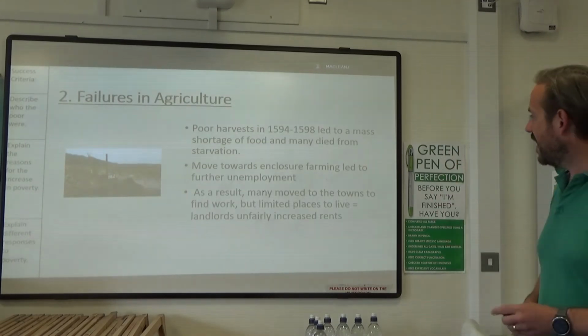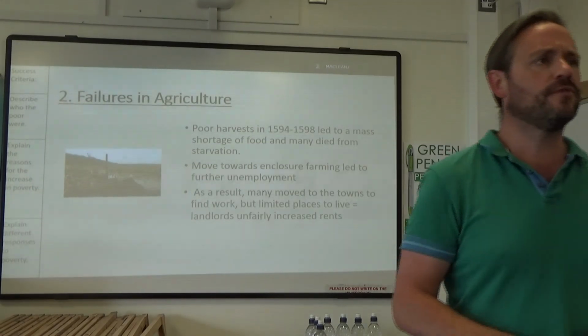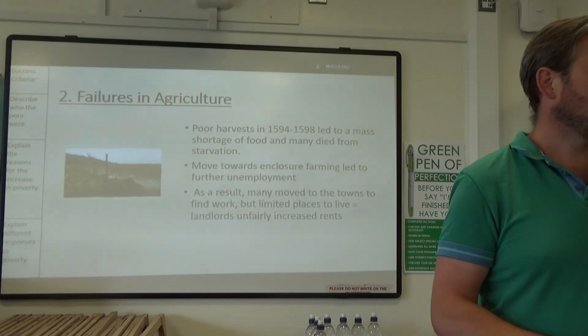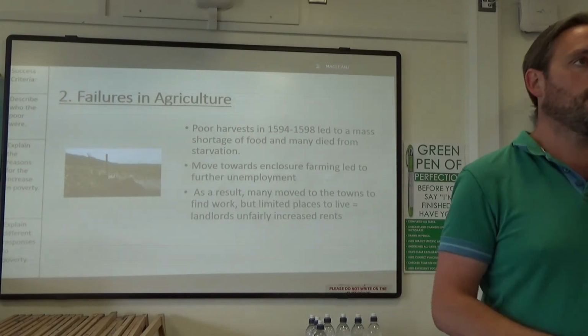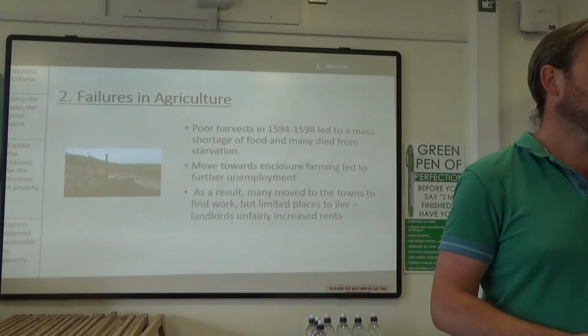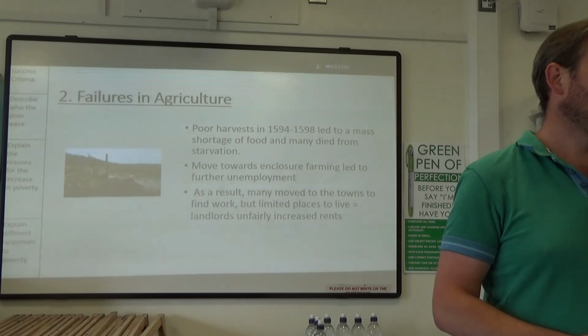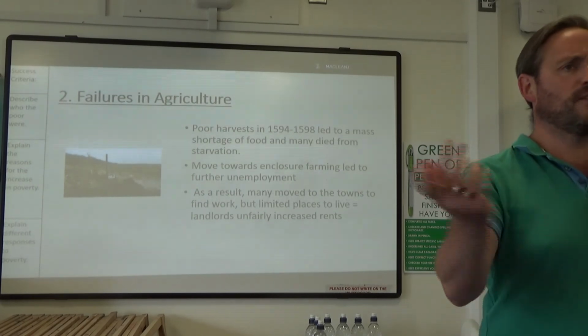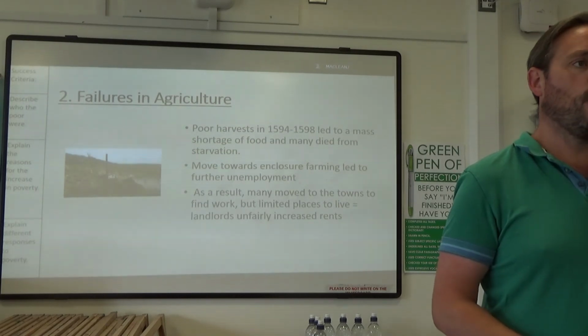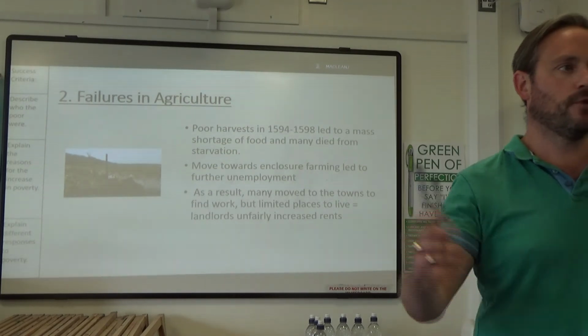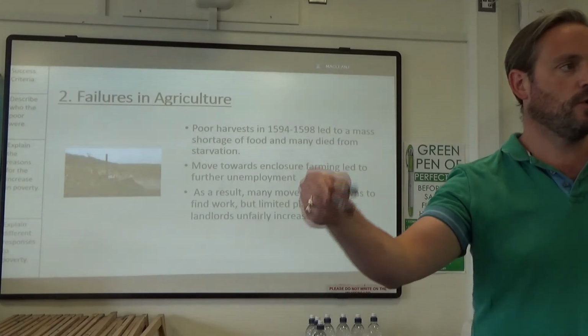Which leads me on to the next bit. Enclosed farming. So back in the 16th century, we had lots of common land. What do I mean by common land? Sorry? Public land. So you must have, at some point, gone to sit and have some food on a common. Yeah? River. The monastery grounds down there.